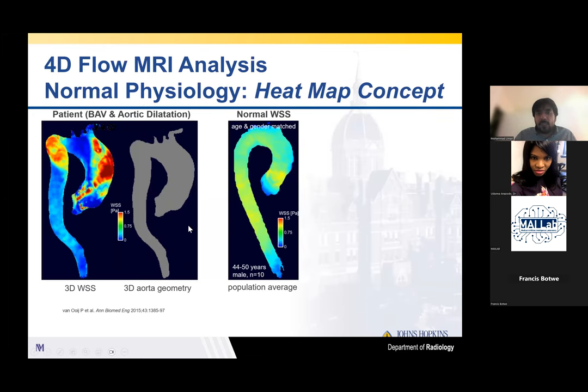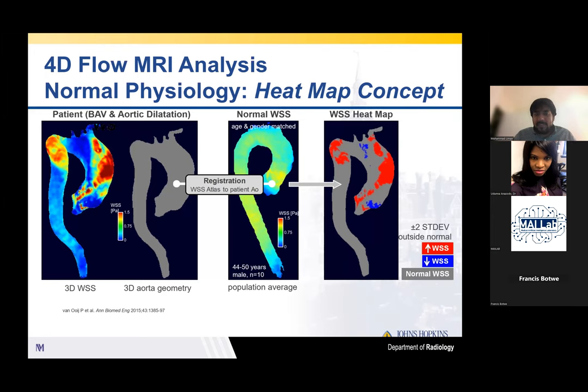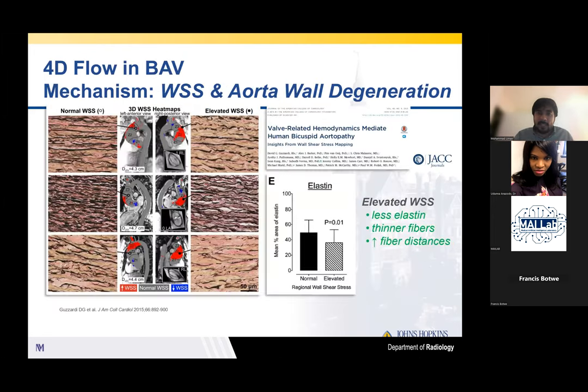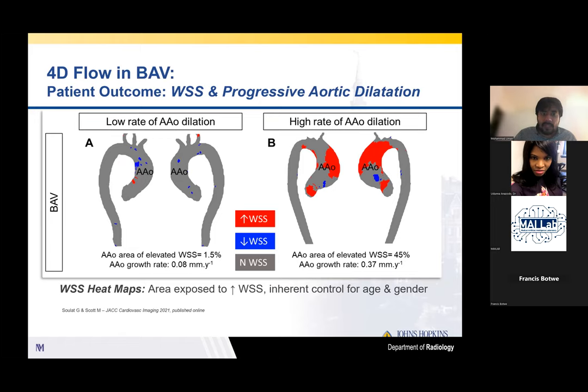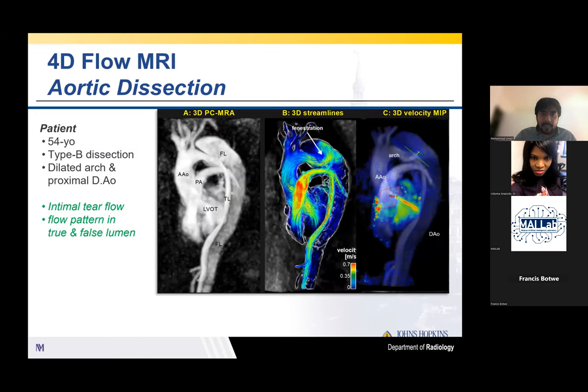So tons of correlations are made between the wall shear stress and the flow dynamics, and this is a whole new area of investigation where there are radiological and pathological correlations being made. This is what you see on the fluid dynamics. This is the wall you suspect is getting the most wall shear. And on pathological specimens in those areas with suspected elevated wall shear stress, you have less elastin, thin fibers, increased distance between the elastin and other fibers, and the wall is thinned out. So it's an exciting time to be putting it all together, not just the flow pattern, but how it affects the dynamics of the wall, how aneurysms develop, and all that. So tons of studies being done on that.